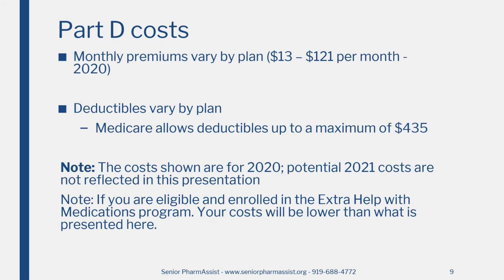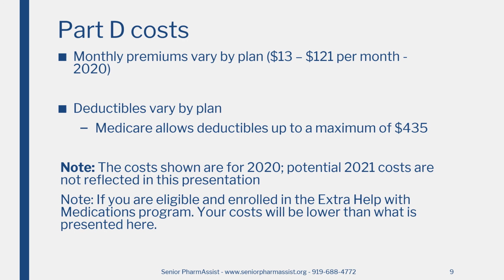Now let's talk about the costs associated with Part D insurance. Monthly premiums for standalone Part D plans vary. This year, the monthly premiums ranged from about $13 a month to $121 a month. You may also have to pay an income adjustment if you earn above a certain amount.